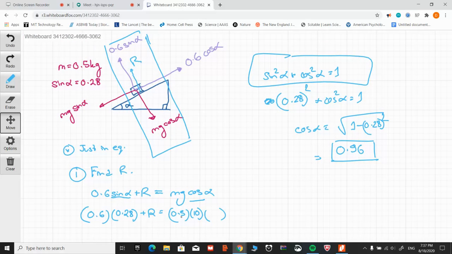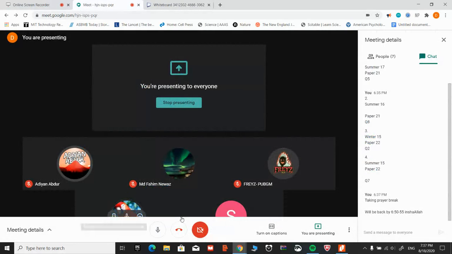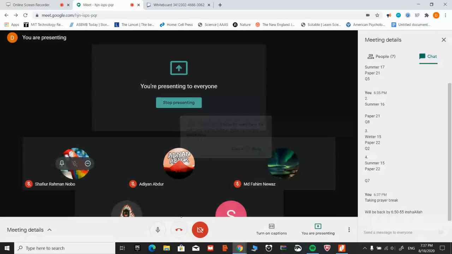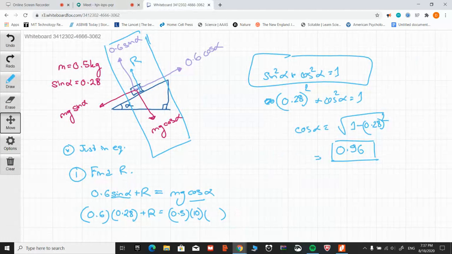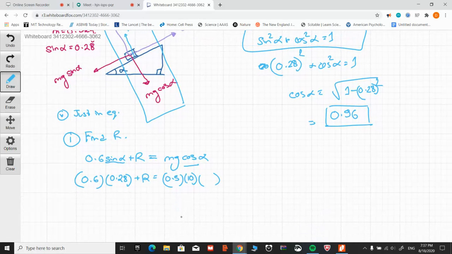Now, I'm not saying that this separate calculation is wrong. What I'm saying is this right here is a simpler technique and a more precise technique. Okay, you can go about finding alpha, but that might make things clumsy. Okay, so we just figured that cos alpha is 0.96. The entire value of cos alpha is 0.96.